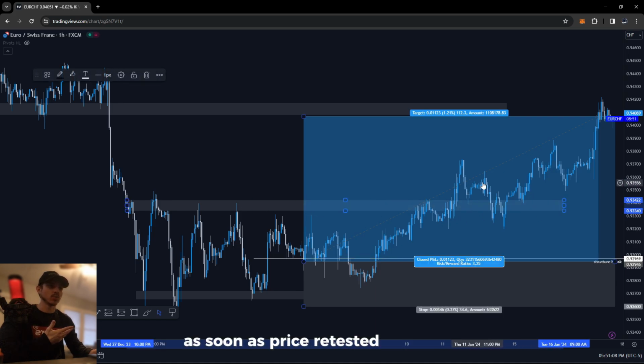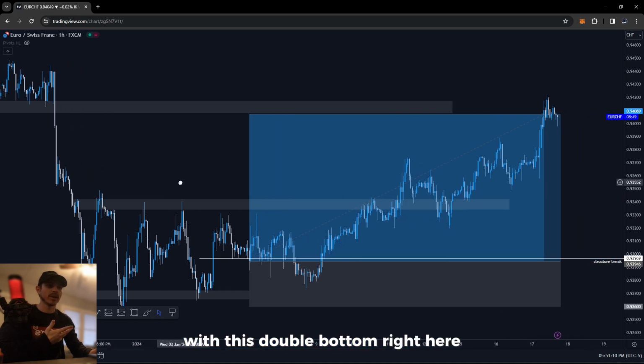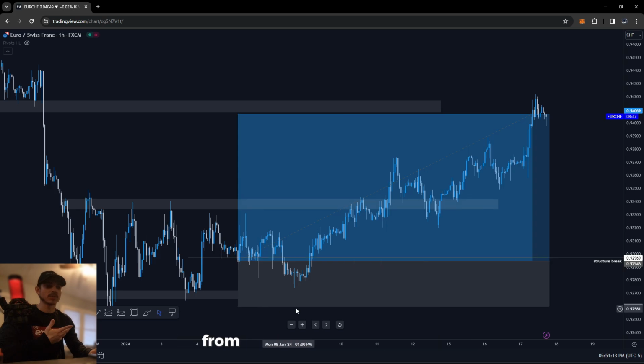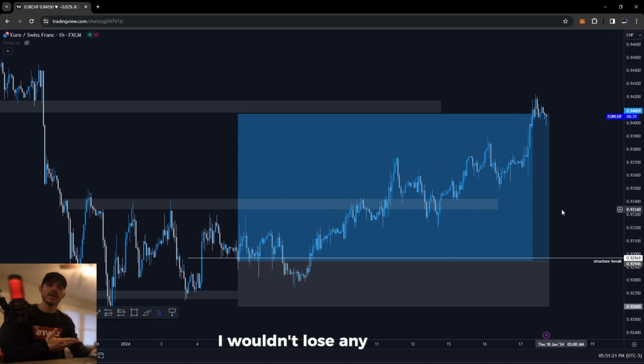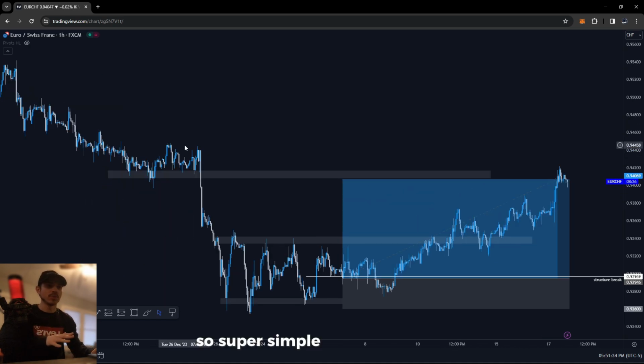As soon as price retested off of this with this double bottom right here, I went ahead and moved my stop loss from down here to break even, which now makes my trade completely risk-free. Even if price came back down and hit my stop loss, I wouldn't lose any money. So that allows you to kind of let your emotions get out of this trade, because you know no matter what happens now, you're not going to lose any money, and you can let it ride out and just trust your analysis. So super simple trade as always, just trading market structure.